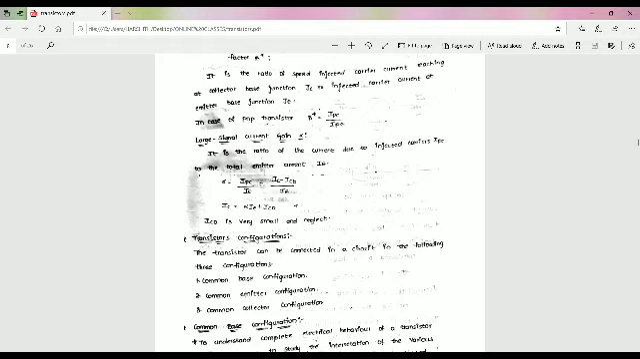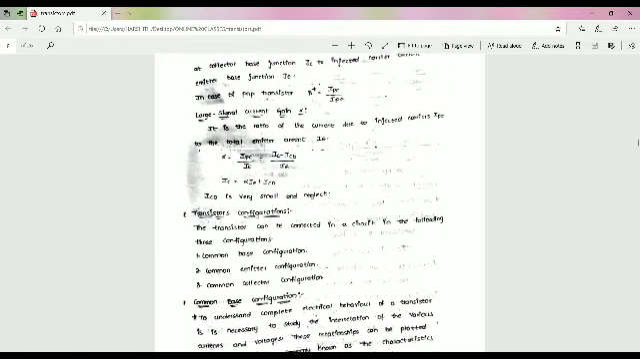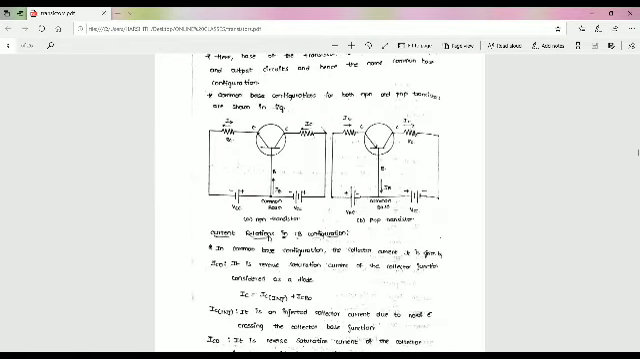In these three configurations, the first one is the common base configuration. This is the common base configuration diagram. The base is common between the emitter and the collector. So this is the common base configuration.